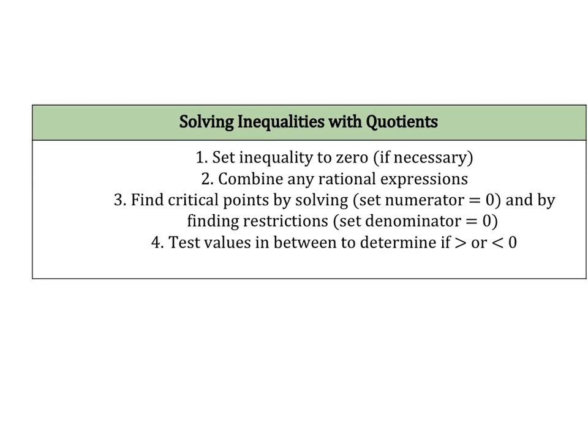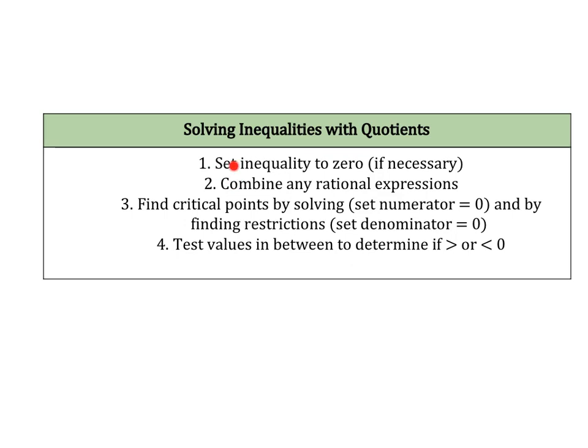Okay, so now we're going to try solving inequalities with quotients. So here we're going to want to set our inequality to 0 if necessary. And then if we have multiple rational expressions, we're going to combine them. And then we're going to find critical points by finding two things. We're going to set our numerator equal to 0, which is essentially solving, and that will give us critical points. But we also want to set our denominator equal to 0 to find our restrictions, which are other critical points. And then we test the values in between like we did in the last example to see if our inequality is positive or negative.